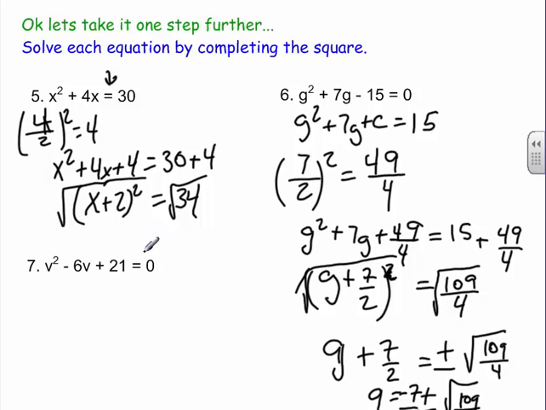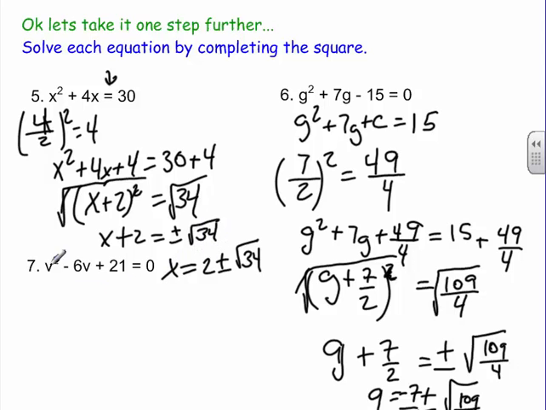Is there a perfect square that comes out of 34? Let's see, we get 17 and 2. I don't think so. So we end up with these canceling again. So x plus 2 equals plus or minus the square root of 34. And then x equals negative 2 plus or minus the square root of 34. If this doesn't simplify, just leave it as is.